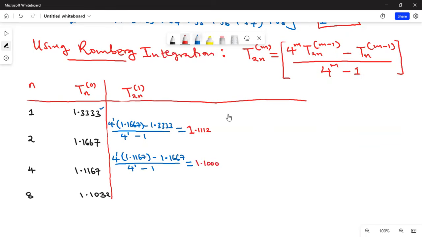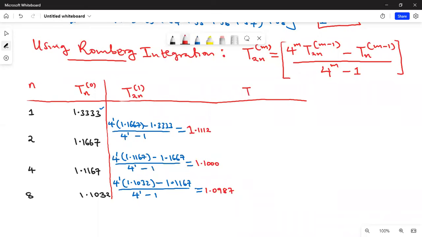And finally, here we'll have 4 raised to 1 times 1.1032 minus 1.1167, everything over 4 raised to 1 minus 1. Again, the answer here should be equal to 1.0987. Go to the next column.